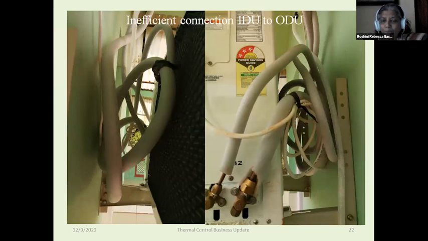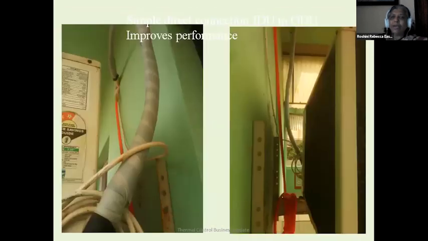I go to my house, the system was installed when I was not there. So that guy who came, he put all the copper tubing he had, he put it there and he went away. So later we had to redo it so that it's neat and the pressure drop has been reduced. Now I'm talking for one AC. So you can imagine the millions of air conditioners which are set up all over India.